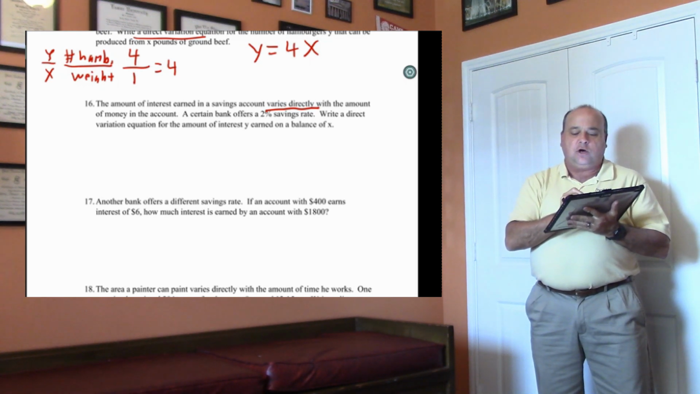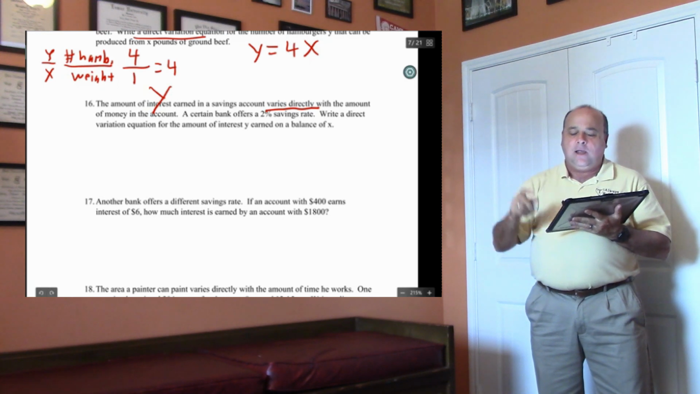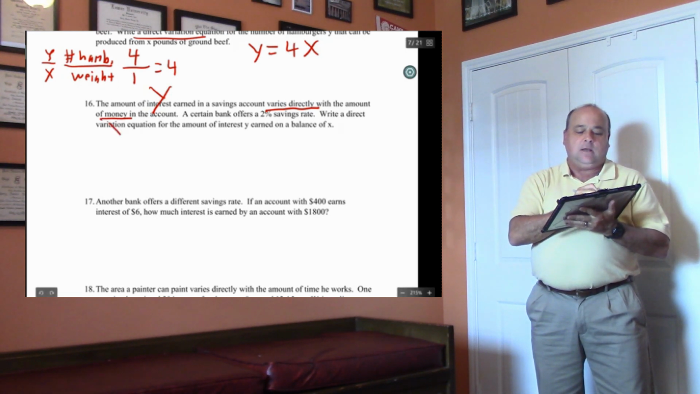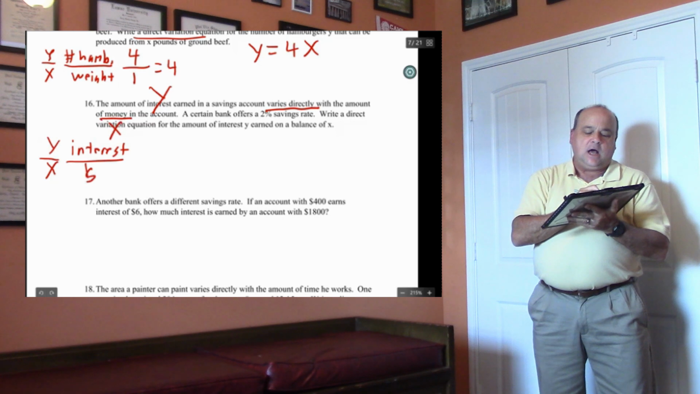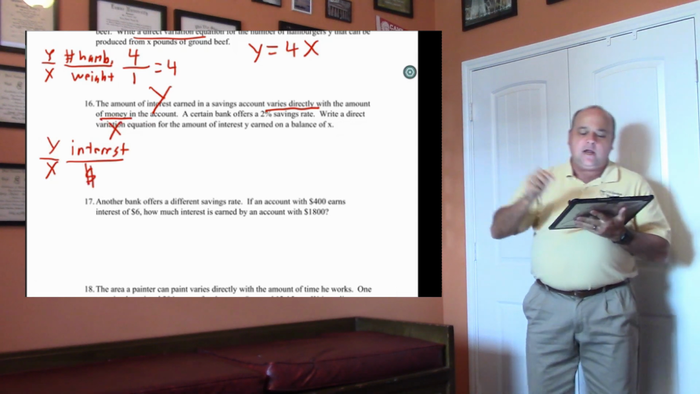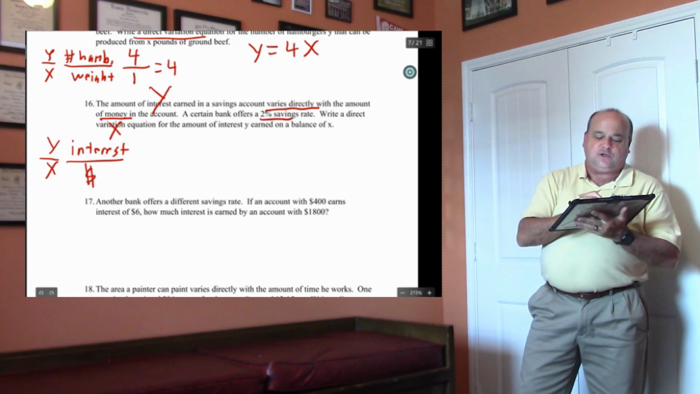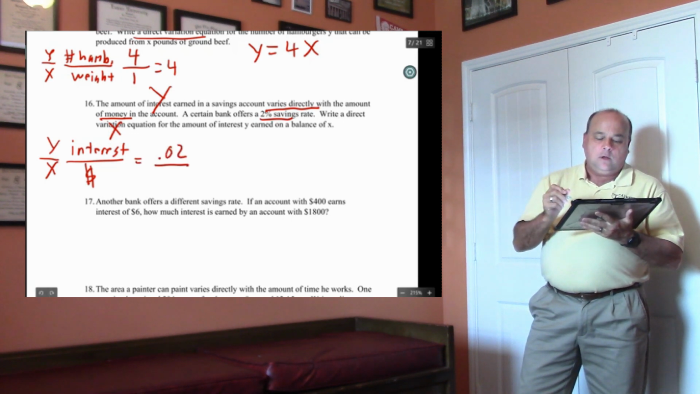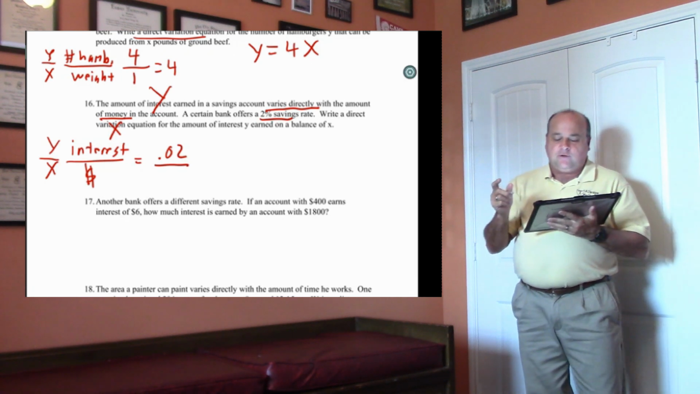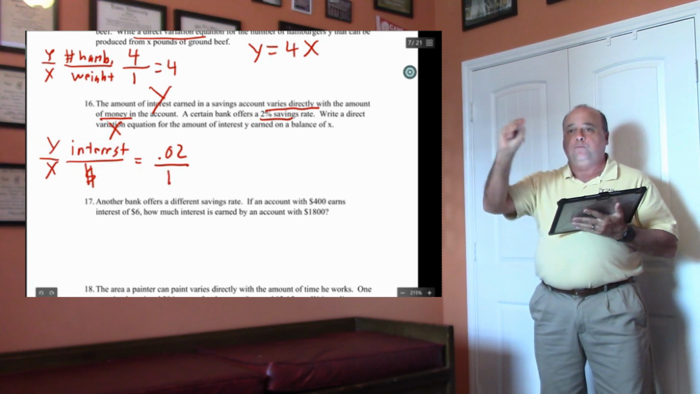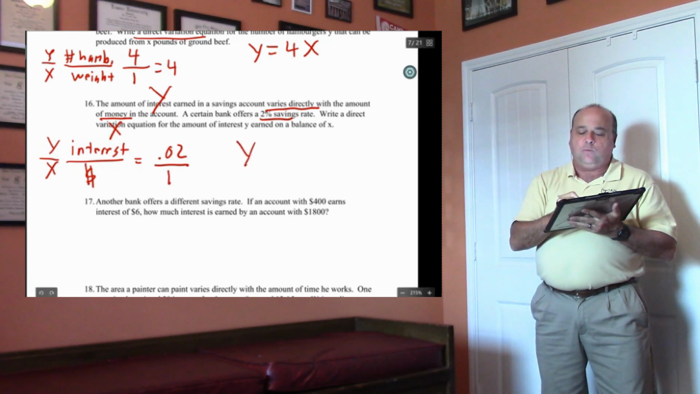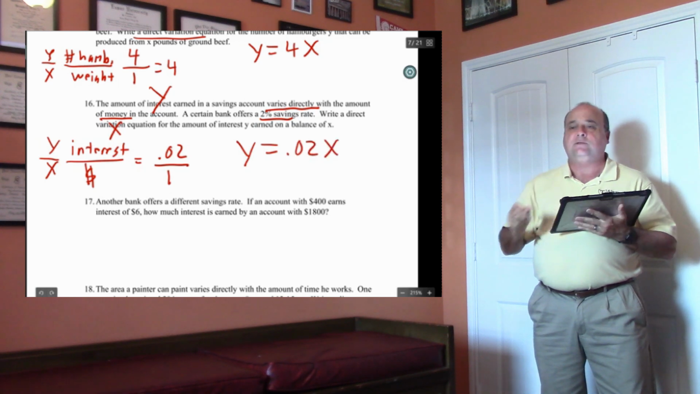The amount of interest charged to us, the interest is your y. Varies directly with the amount of money, which is x. So the y over x will be the interest over the dollars, okay? A certain bank offers 2% savings, that's the interest. So let's make that a decimal. We'll put 0.02 over a buck, because they don't give us the amount of money. So 2% for every dollar. So the equation would be y equals 0.02x.